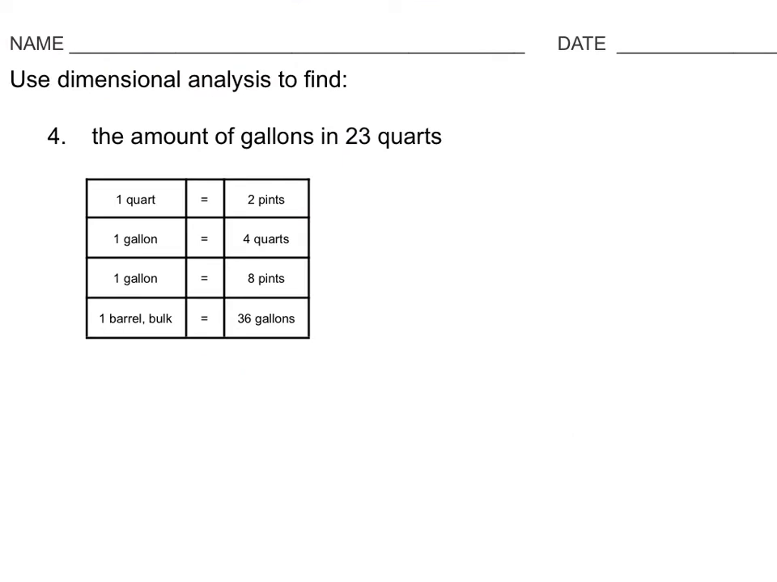This is question 4. What you want to do is see what it's asking. It says we want to use dimensional analysis to find the amount of gallons in 23 quarts. So this 23 quarts is where we start. Okay, so I'm going to write 23 quarts.